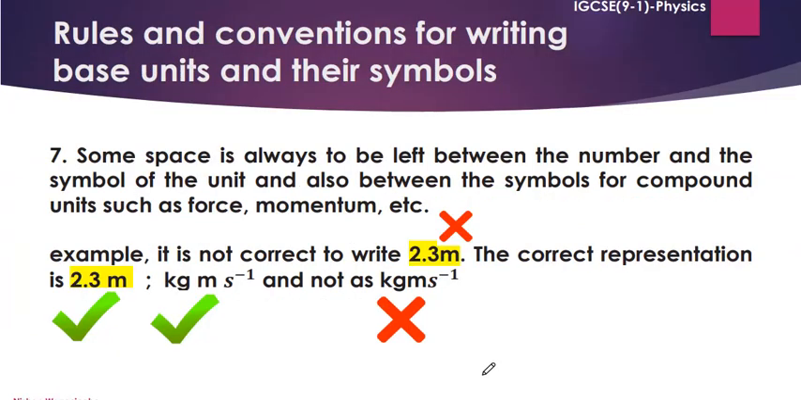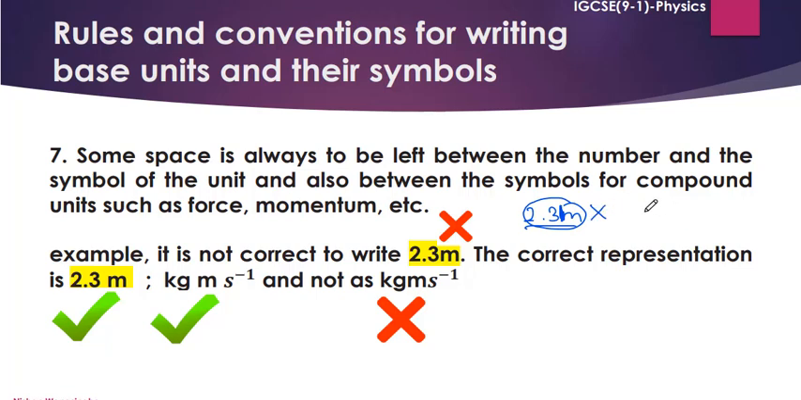Here you can see some space is always to be left between the number and the symbol of the unit, and also between the symbols for compound units such as force, momentum, etc. So this is a very important rule. When you're writing a measurement, for example, we write 2.3 meters. There should be a space in between meters and 2.3. If you write it like this without a space, that is wrong.